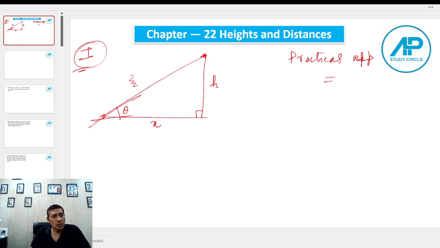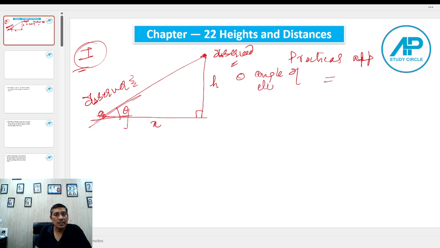जो line observer और observed person को ज्वाइन करती है, और जितना एंगल वो लाइन बनाती है हॉरिजॉन्टल से, उसको ही एंगल ऑफ एलिवेशन कहा जाता है. So ये angle of elevation है. We come back to the second case.